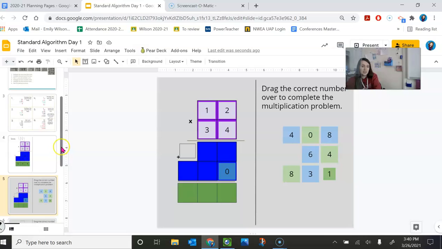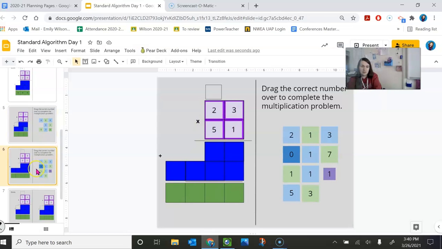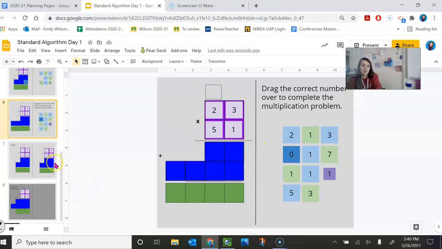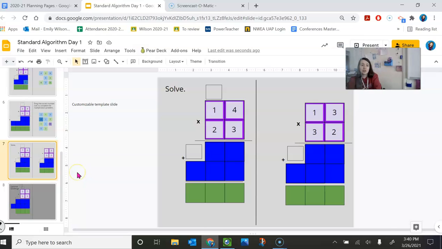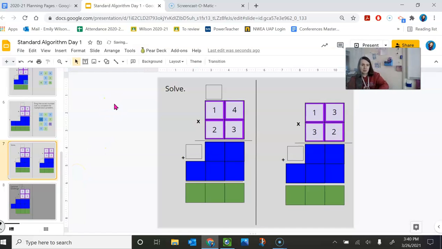And today, you will do slide 5, where there's a drag and drop, and you'll notice that the numbers are blue or green. That means that if it's a green number, that goes with your final product. A blue number goes with your partial product. Alright, slide number 6 has the purple number that goes with your multiplication. And then slide 7 has 2 multiplication problems on it that you will need to type the answers into.